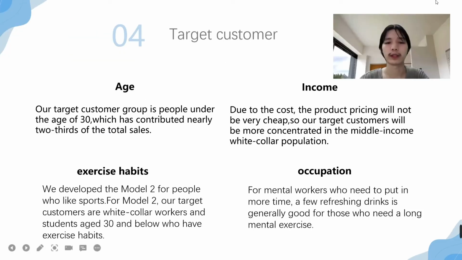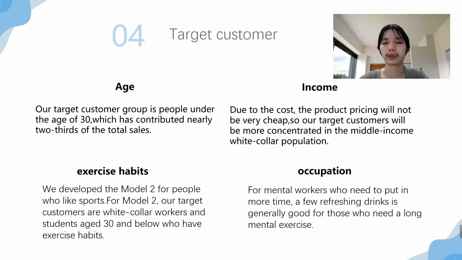We considered 4 aspects for our target customer. The first is age. Our target customer group is people under the age of 30, which according to Euromonitor has contributed nearly 2/3 of the total sales. Second, exercise habits. We developed Model 2 for people who like sports. For Model 2, our target customers are white-collar workers and students aged 30 and below who have exercise habits.